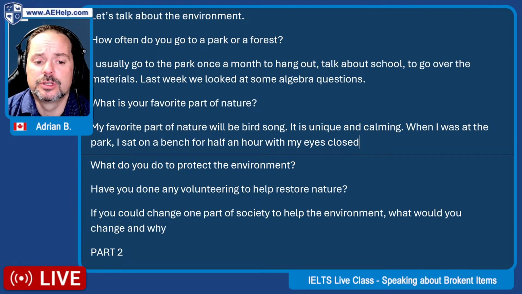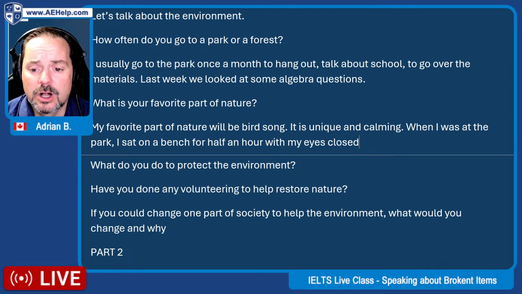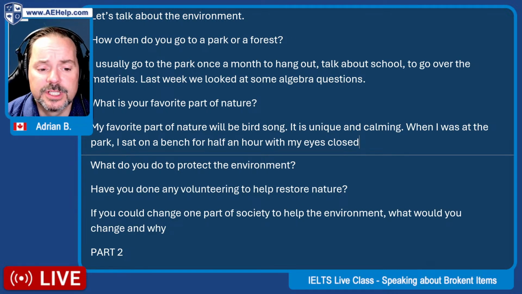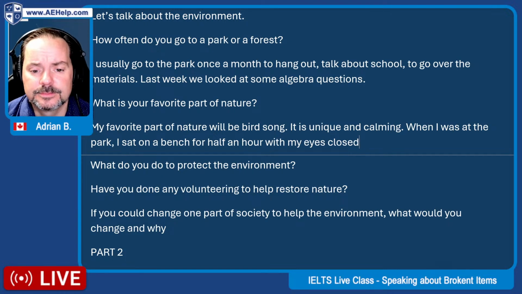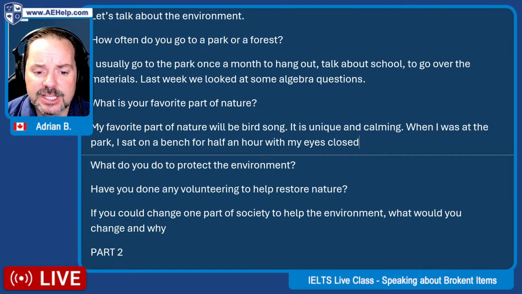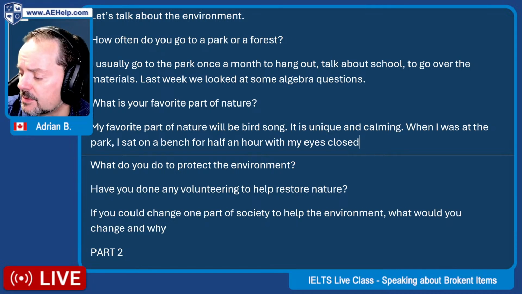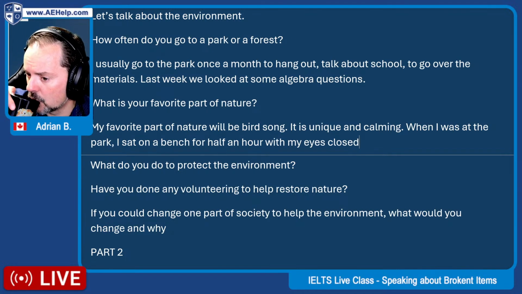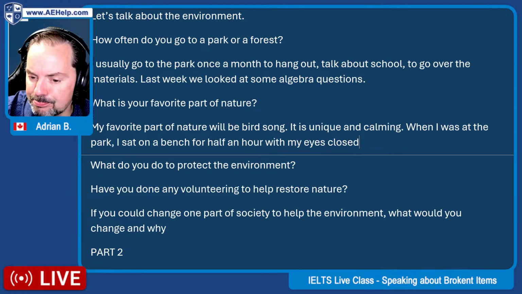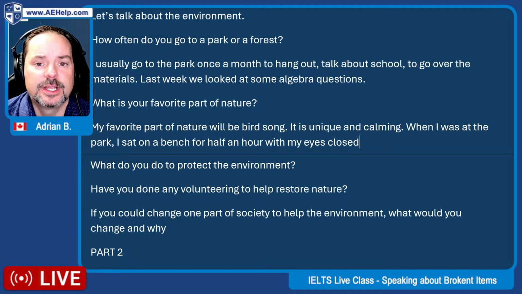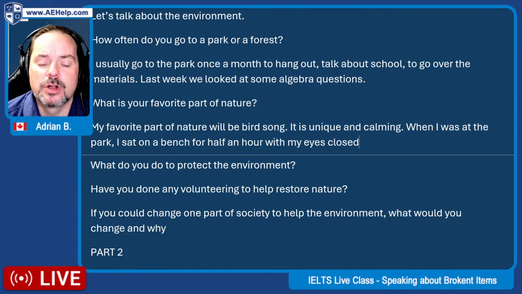I usually go to the park once a month to hang out, talk about school, to go over school materials. I usually go to the park once a month to hang out, talk about school, to go over the materials. Last week, we looked at some algebra questions with my friends at the park. Last week you looked at some algebra questions at the park. Okay, so what did I do to make sure that I have a good, clear, strong finish?